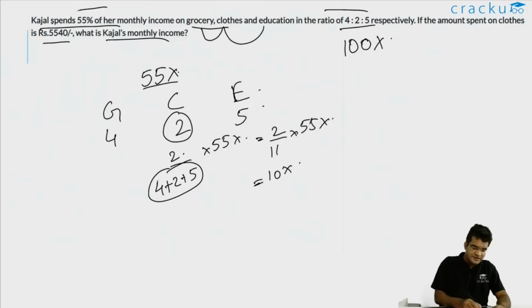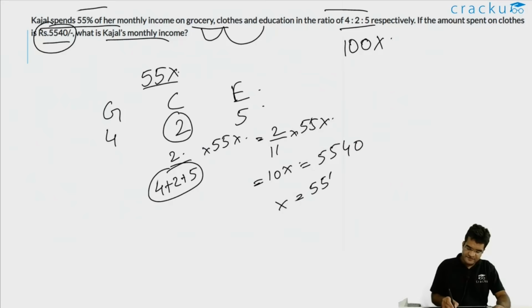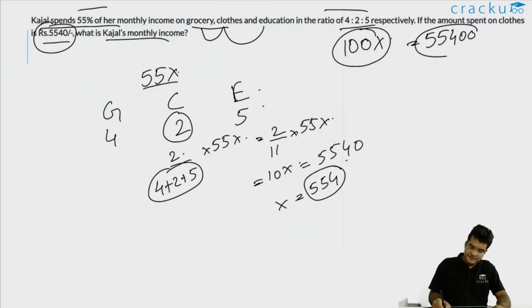But we are told that the amount she spent on her clothes is 5,540. Therefore, the value of x is 554, and her monthly income, which is 100x, is equal to 55,400. So the answer for this question is 55,400.